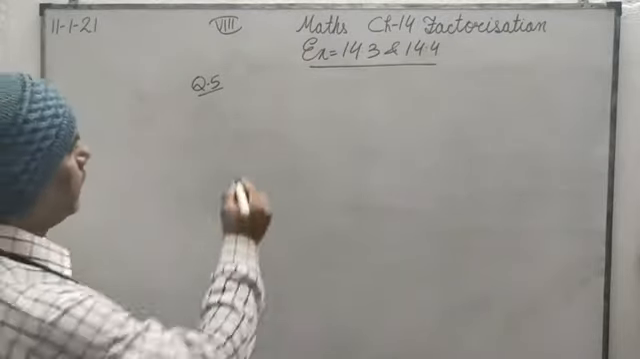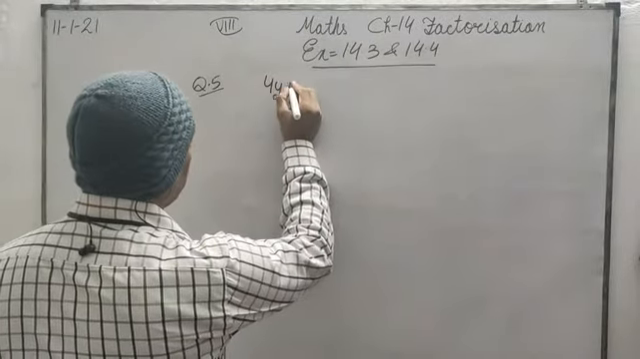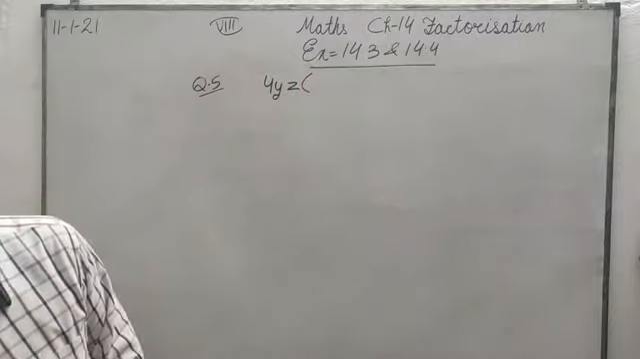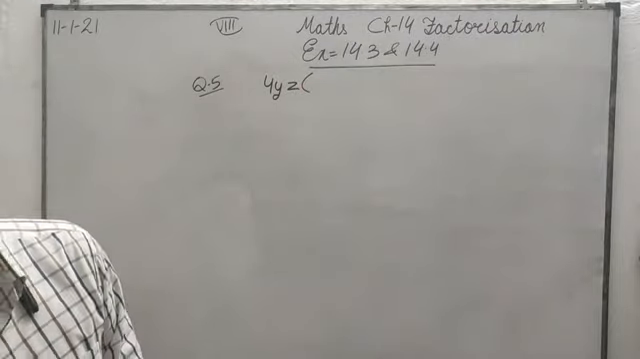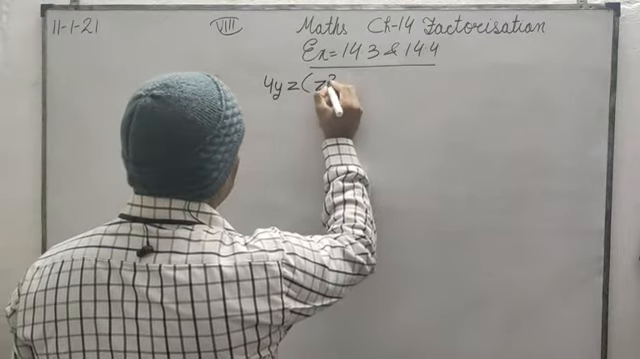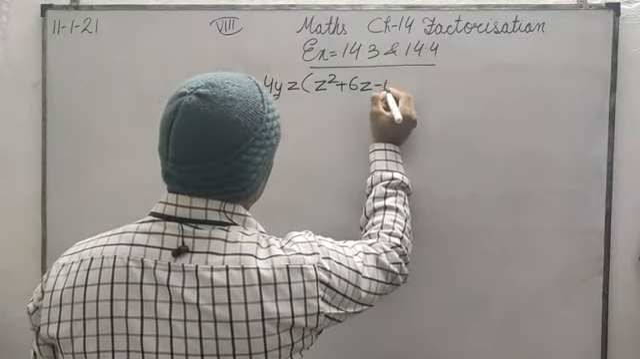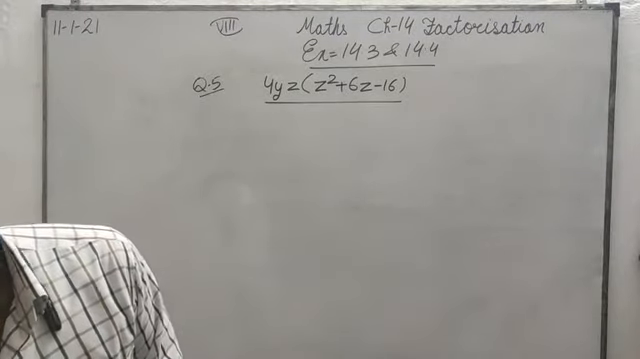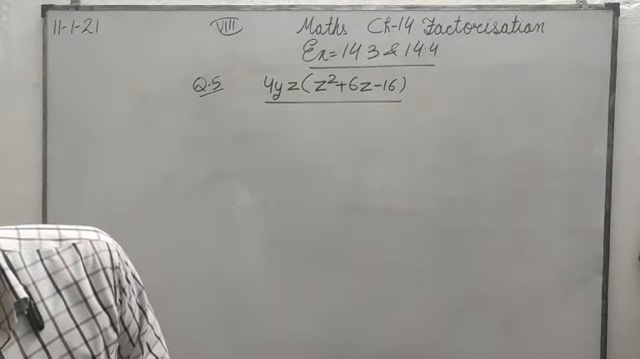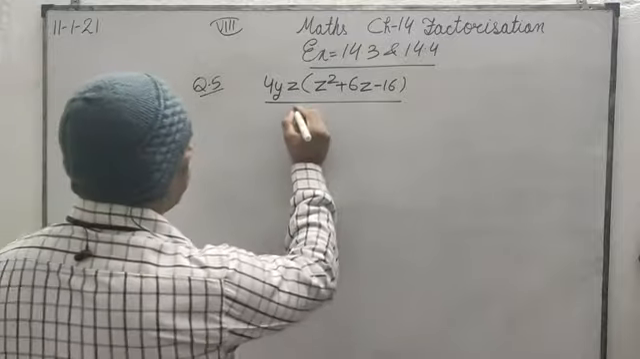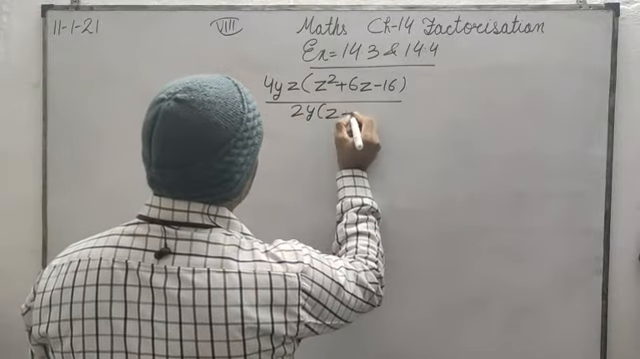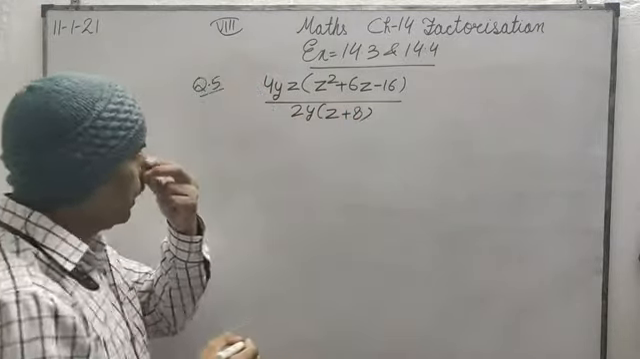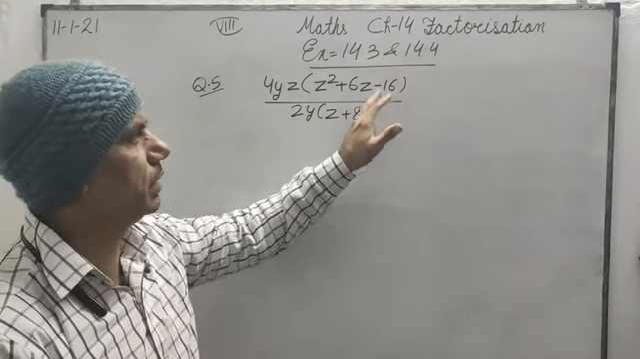4yz z square plus 6z minus 16 is to be divided by 2yz plus 8. So what I told you is that you will have to factorize this separately.